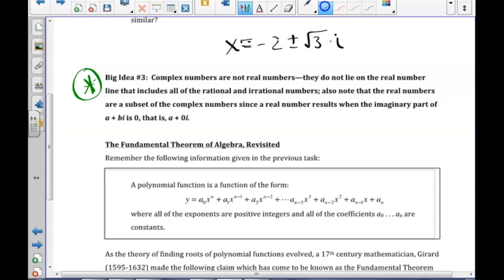In summary, we can find our imaginary complex solutions by knowing that i is equal to the square root of negative 1. If our discriminant b squared minus 4ac is negative, we rewrite that as a positive radical multiplied by the square root of negative 1. We then change the square root of negative 1 to i.